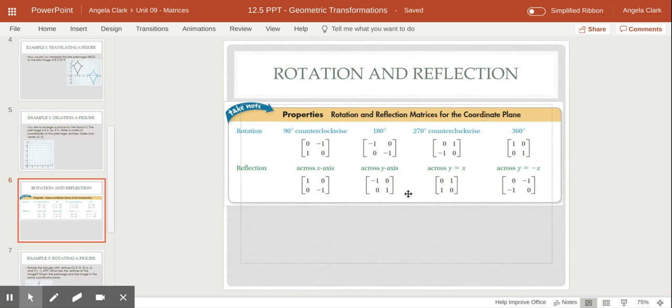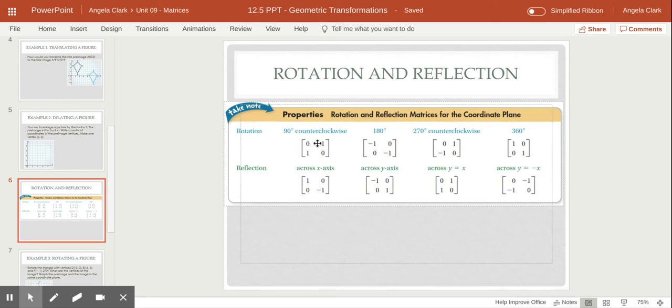So in this video, we're going to be talking about rotation and reflection. These are the transformation matrices that we're going to use for rotation and for reflection. For these transformations, we're going to be multiplying by these transformation matrices.